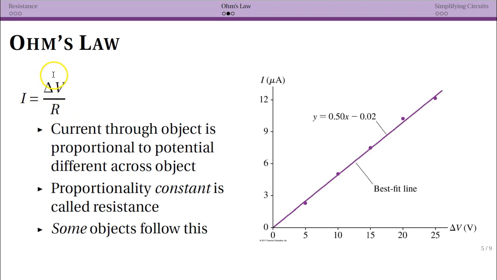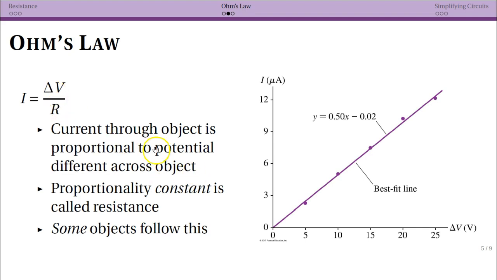Again, delta V being a property of your battery, R being a property of your circuit or whatever object you're talking about. So the current through your object is proportional to the potential difference across the object. Right now we're thinking about a single object and a single battery, but that is going to get more complicated. If you remember back to capacitors, we found a way to make equivalent capacitance, and we're going to need to do the same thing here as we combine more circuit elements together.